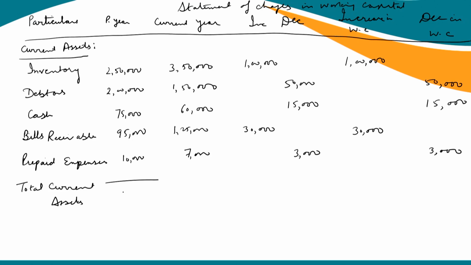Total current assets happens to be 6,30,000 and the other total is 6,92,000, showing there is an increase in current assets for the time being. Moving next to the computation of current liabilities in the question.